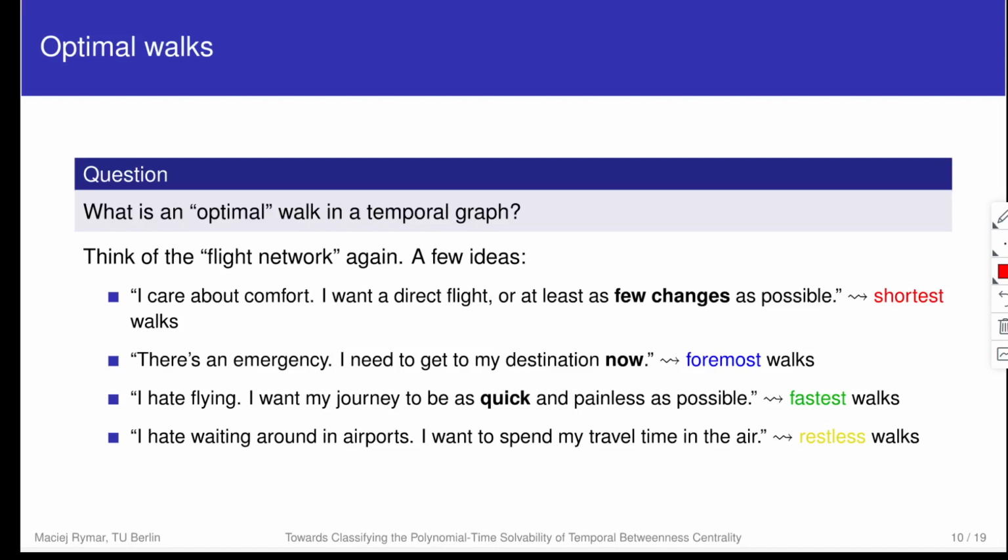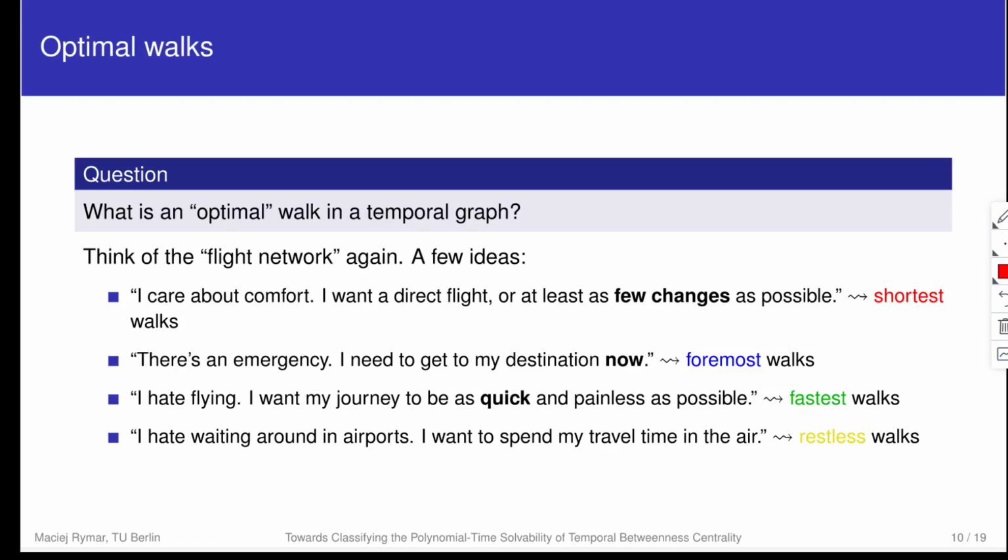And finally, that's maybe not as much of an optimality criterion, but let's say that I hate waiting around in airports and I want to spend my travel time in the air. So let's say I'm new to flying and I love the feeling of being in a plane.